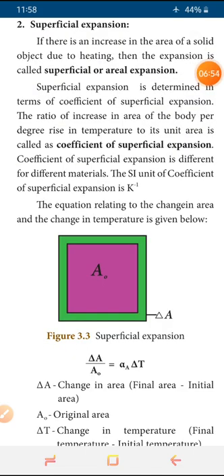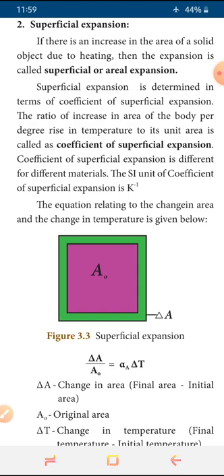Our next topic is superficial expansion. Superficial expansion is defined as an increase in the area of a solid when we are heating it. After heating the solid object, the area of the solid increases. This expansion is called superficial or areal expansion, and it is determined in terms of the coefficient of superficial expansion, which can be defined as the ratio of increase in area of the body per degree rise in temperature to its unit area. This ratio is called the coefficient of superficial expansion. Its unit is also K power minus 1.